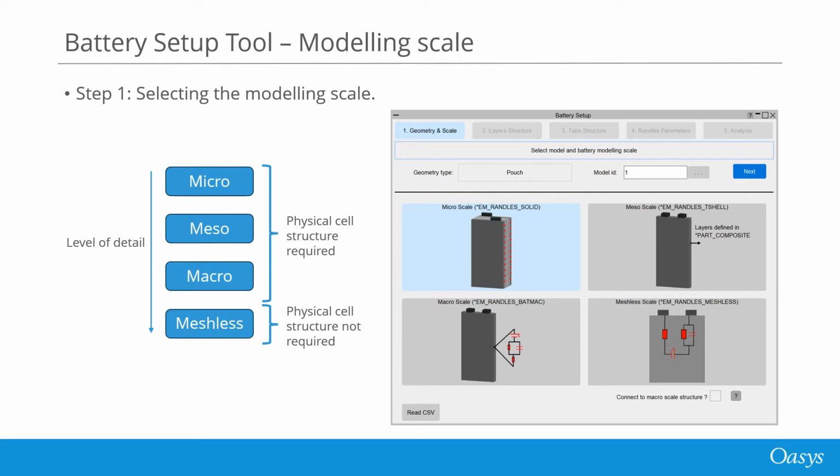The first step is to select the Randles circuit modeling scale, which determines the level of modeling detail of the cell components, as well as the EM Randles keyword used. The micro, meso, and macro scales require physical modeling of the battery cell, while the meshless scale models floating Randles circuits and can either be used in solitary state or connected to a macro structure.